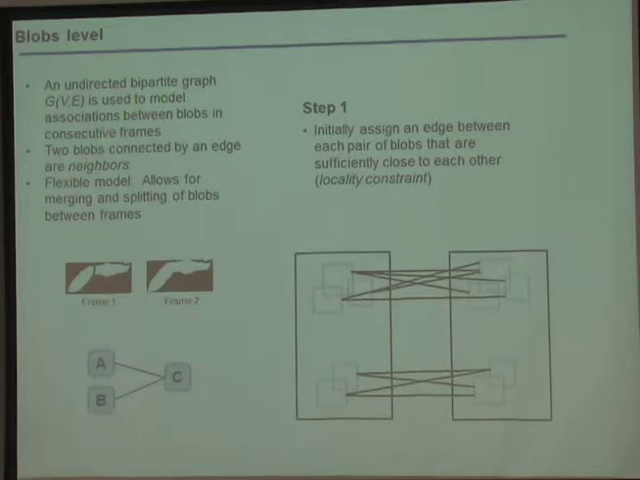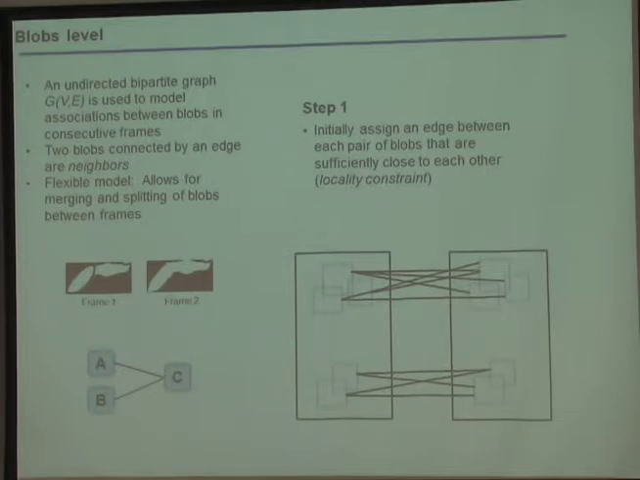We use a bipartite graph. This is a graph where you have two sets of vertices and the edges are between these two sets of vertices. There are no edges inside a particular set, right? So we use an undirected bipartite graph to model the association between blobs in consecutive frames. Two blobs which are connected by an edge are called neighbors. And basically this model is flexible. It allows splitting and merging of blobs. In other words, it allows for errors in our segmentation.